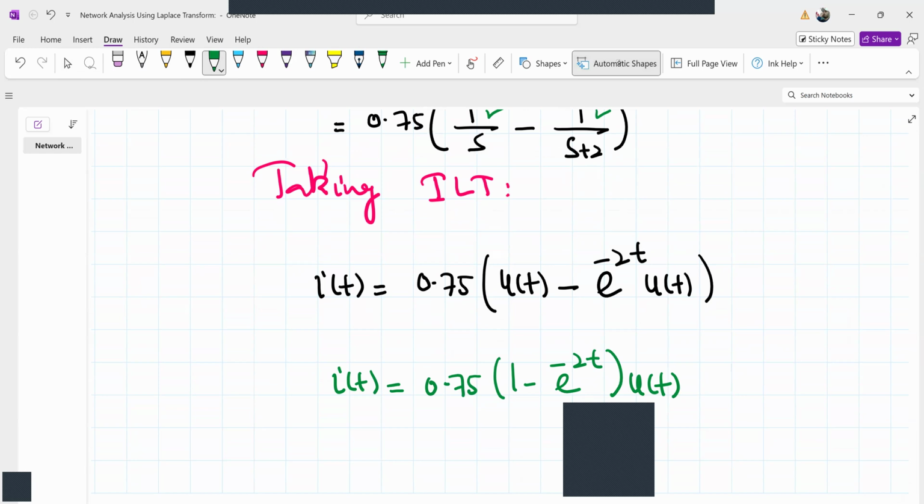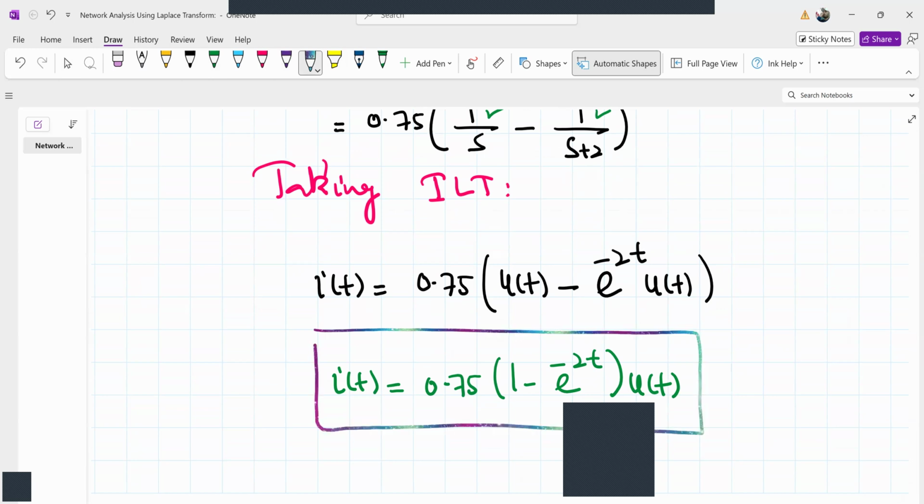So this is the current that we needed to find in this circuit. So this is our current. That's what we needed to find.